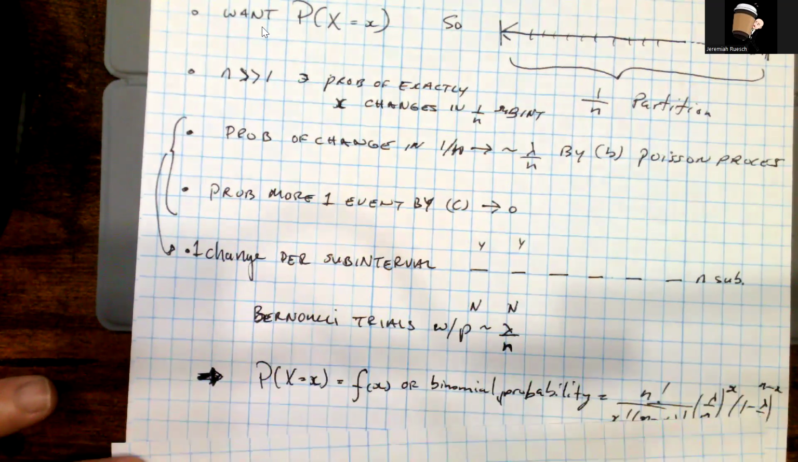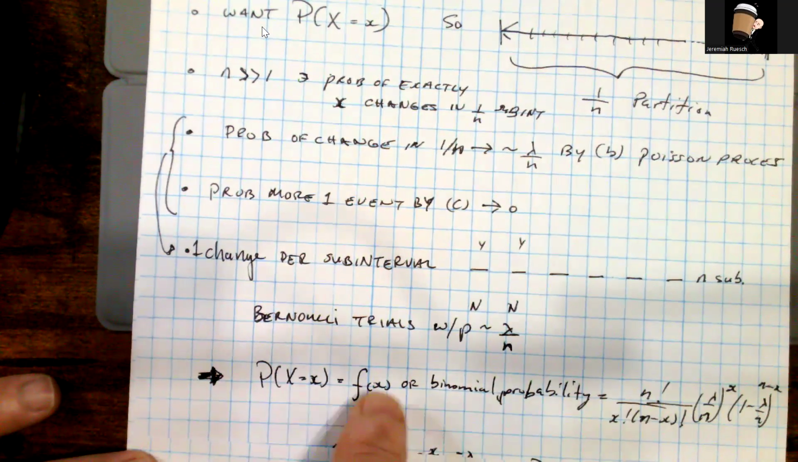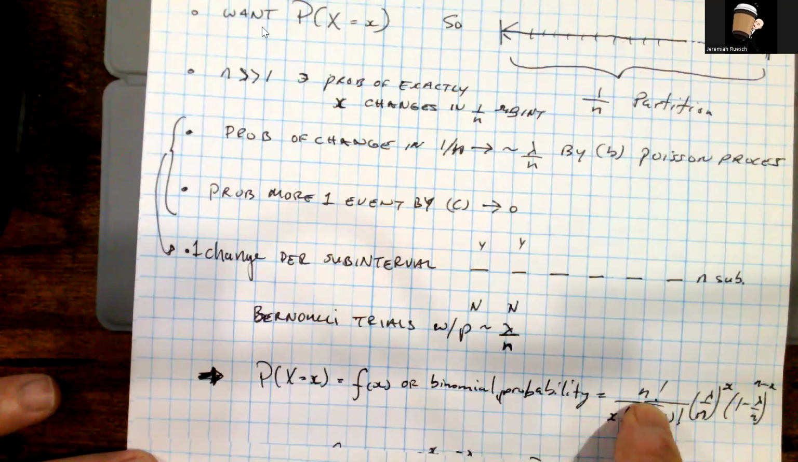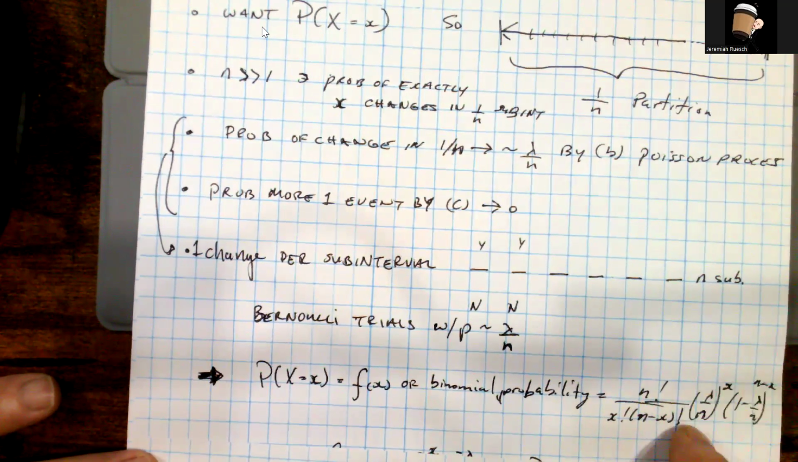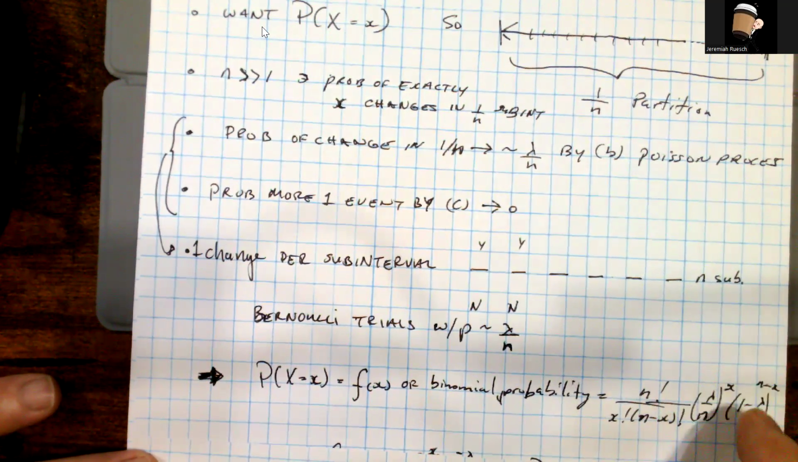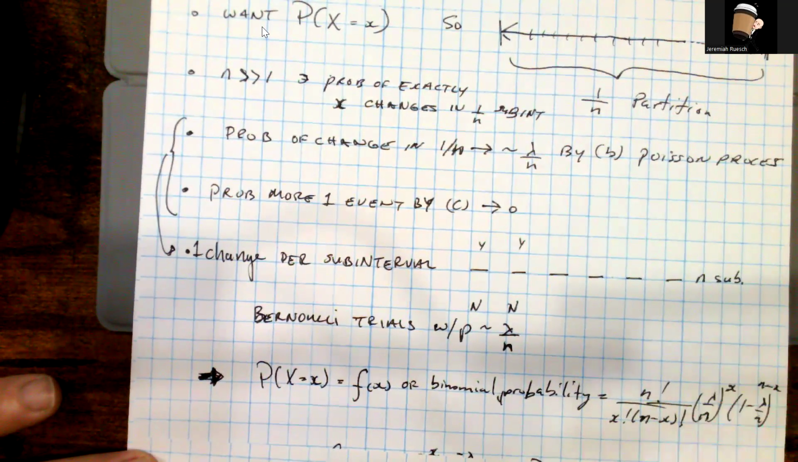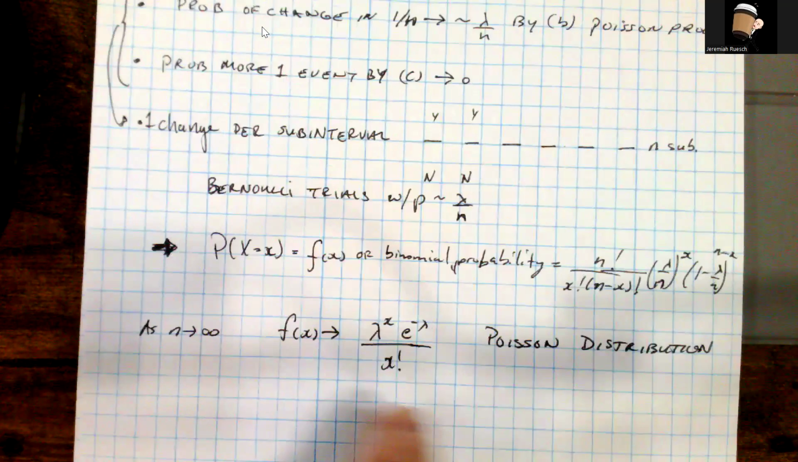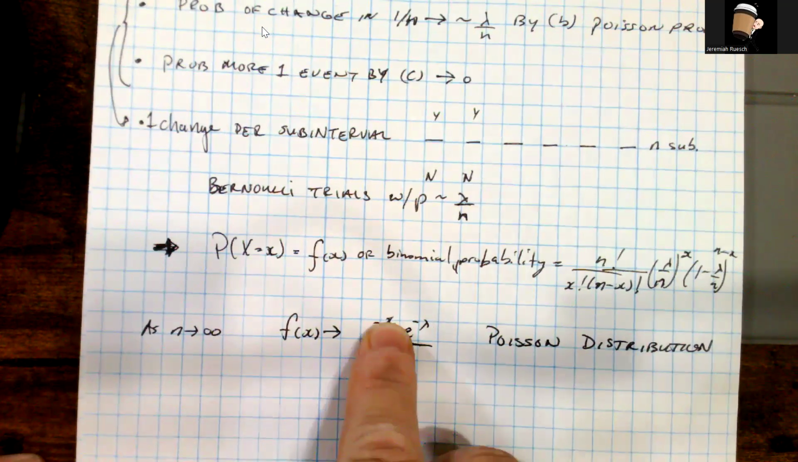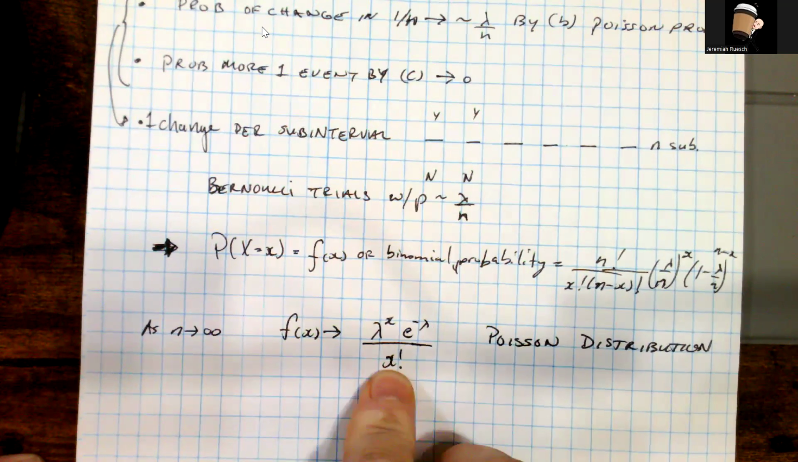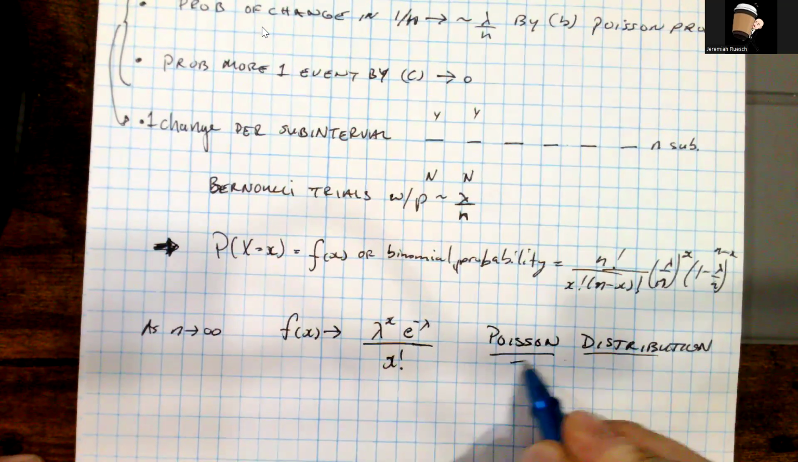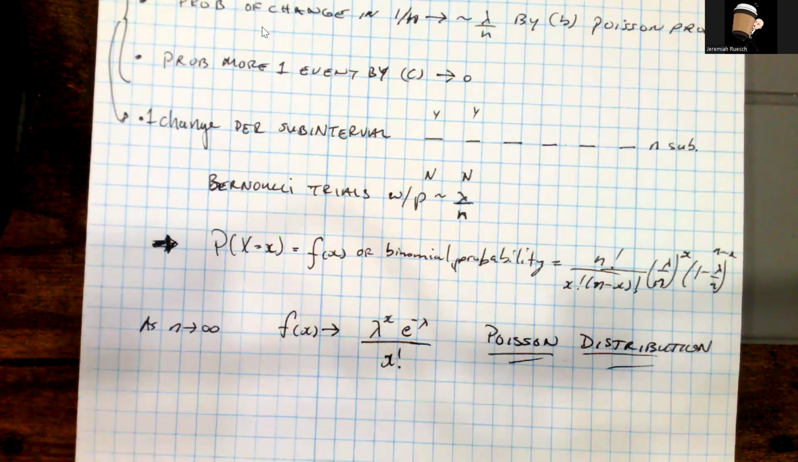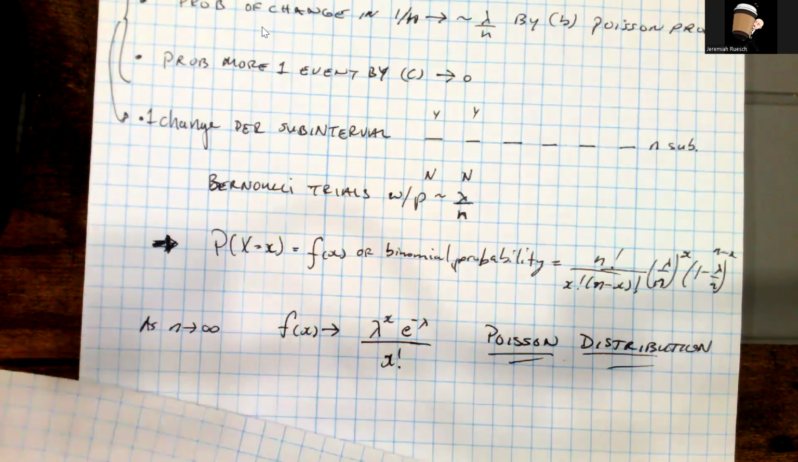Okay, then the probability of X equaling x is equal to the f of x, or the binomial probability, which is n factorial over x factorial times n minus x factorial, times lambda over n to the x. This is p. Lambda over n is p, and 1 minus p is q here. Okay, and so the cool thing is now if we let n go to infinity, then f of x approaches lambda to the x, e to the negative lambda, over x factorial. And this is exactly the Poisson distribution which we are trying to get to. Okay, all right, I hope that was helpful, and I'll see you in the next video.